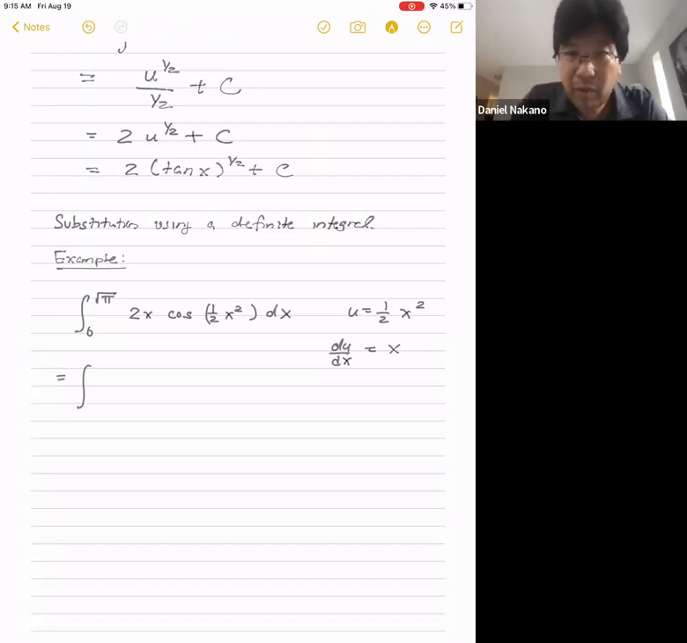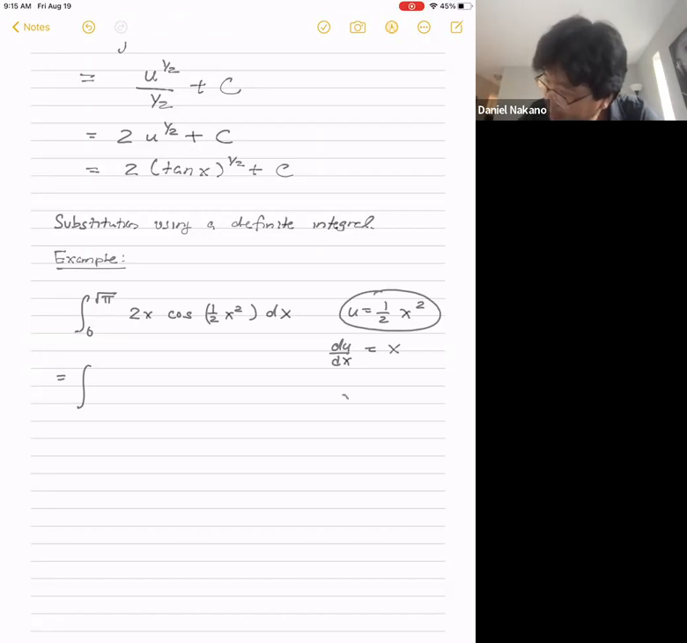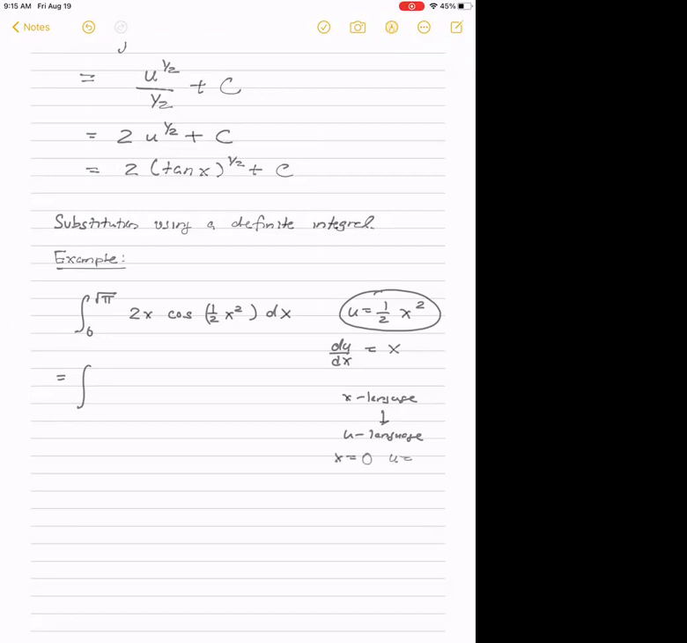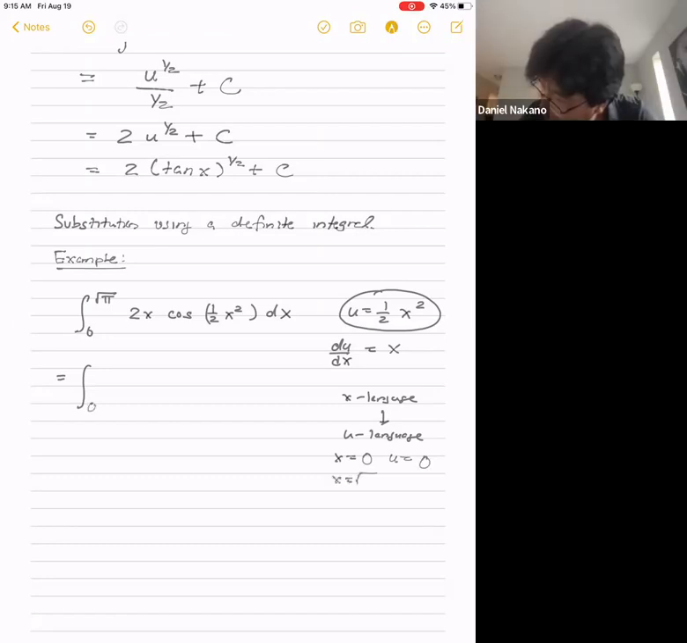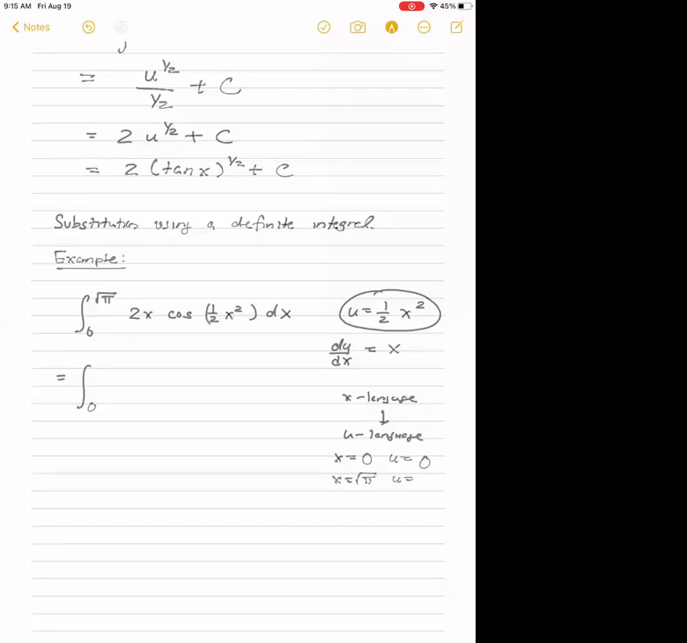Now, one thing to understand is that everything here is in the x language. And when I do this substitution, I need to go from the x language to the u language. That means the bounds are also in terms of x. So what are the bounds in terms of u now? If x is 0, what is u? It's also 0. So when x is the square root of pi, what is u going to be? Pi over 2.